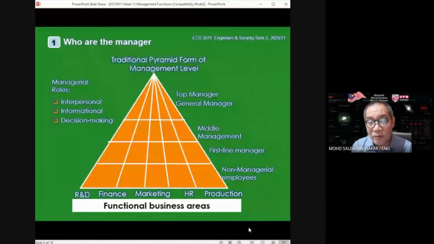But moving forward, I think we all need to prepare ourselves to work in an environment where an organization is not confined by a space. A business is not confined by the five business functions, and I think we need to be ready for that. But what we are sharing with you today is what we call a traditional business organization, and therefore a traditional pyramid form of management level. I'm very certain that many of you are already aware.